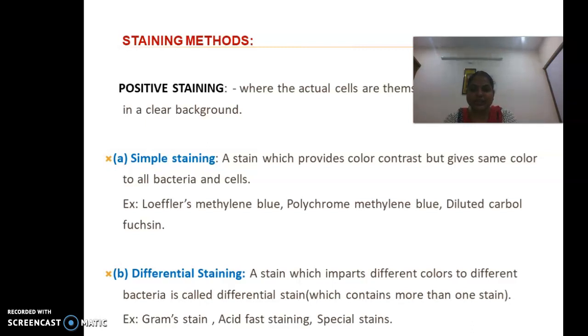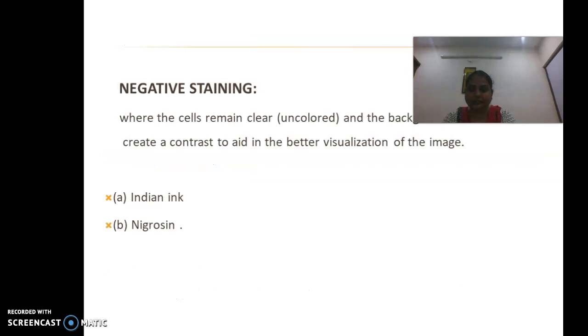But when we talk about differential staining, it differentiates between the bacteria and also the various structural components of the bacteria. Examples: gram stain, acid fast stain, and other important forms of special stains like endospore stain, capsule stain, etc.